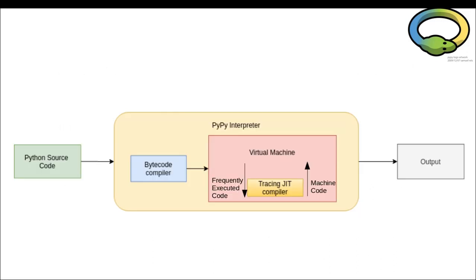Okay, so here is a final diagram which shows overall picture that you have your Python source code. You run it via a PyPy interpreter, in which first of all you have a bytecode compiler which simply converts your Python source code to bytecode, which is just an intermediate representation, easier to execute. And then in the virtual machine that you have, there is a tracing JIT compiler which continuously keeps looking for frequently executed code and converts that to machine code so that it can be executed faster. And finally, you get your output. As simple as that.